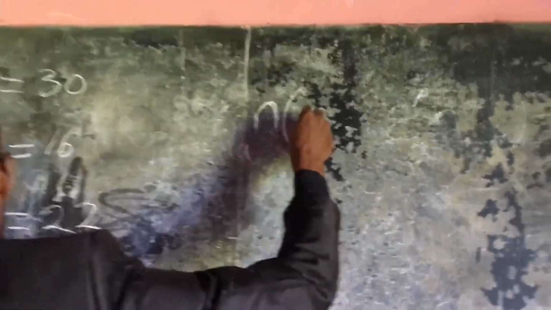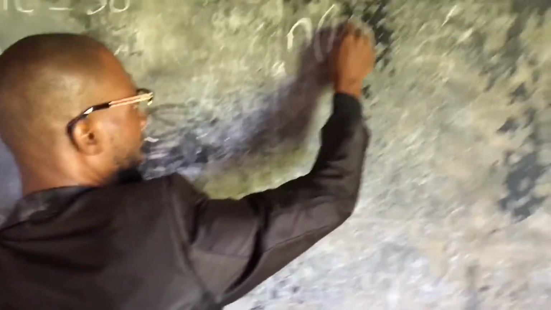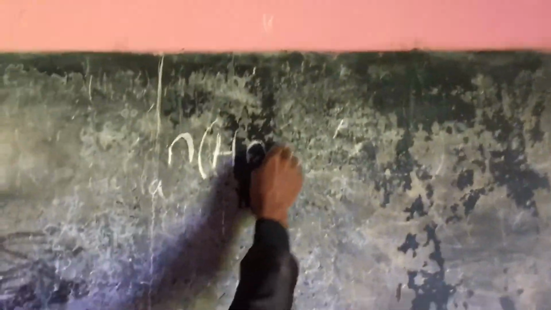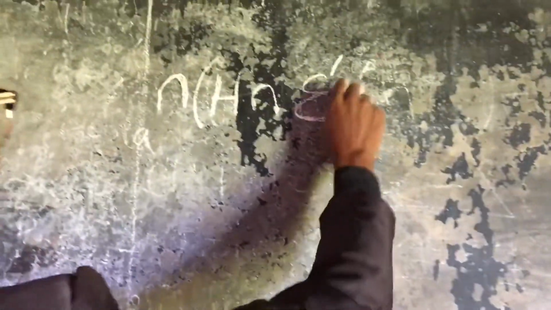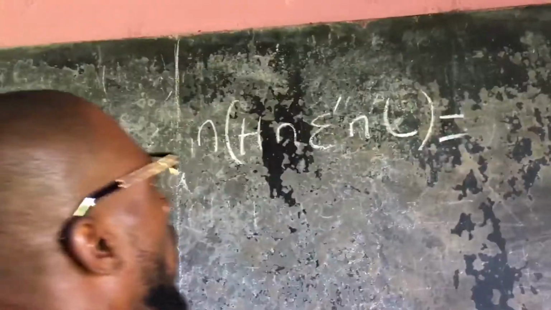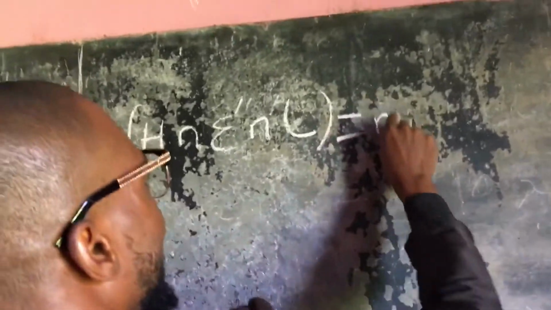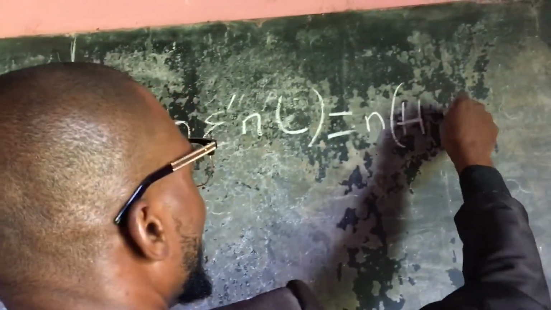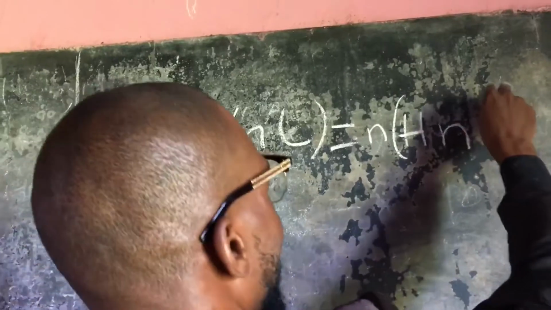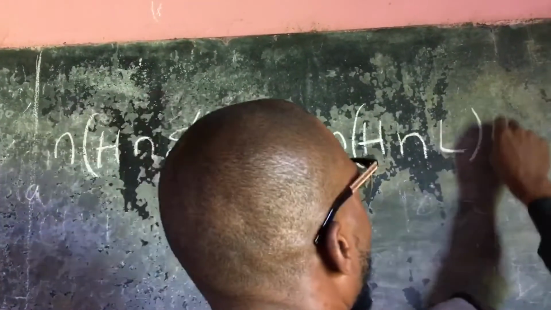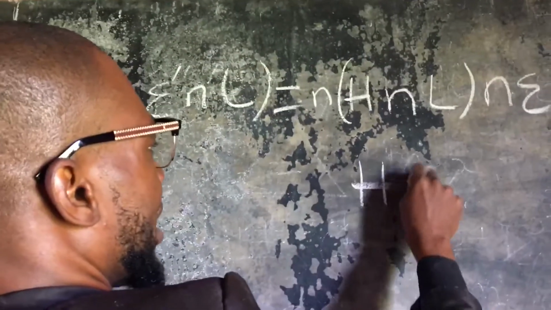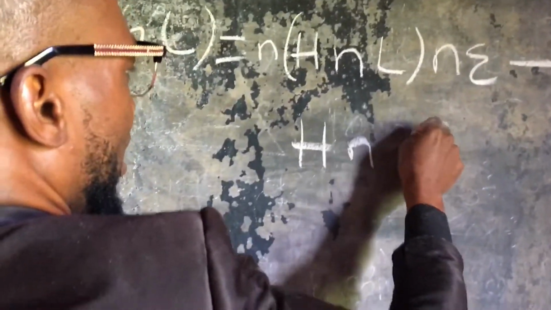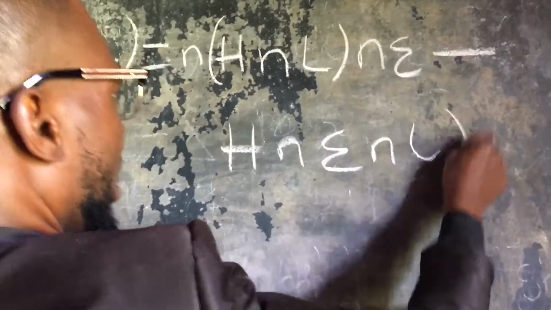So to find our B, which is H intersect E complement intersect L, we take the cardinality of H intersect L intersect E minus H intersect E intersect L, like this.